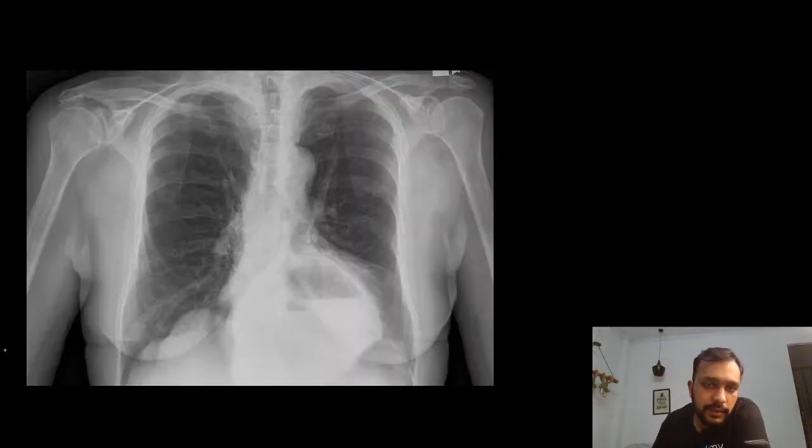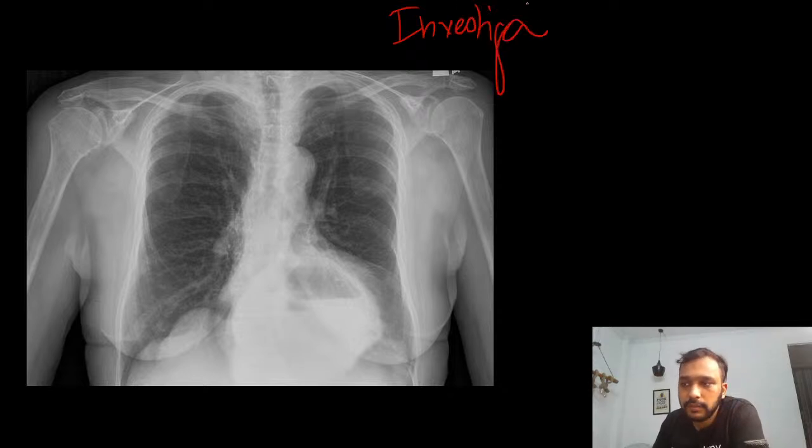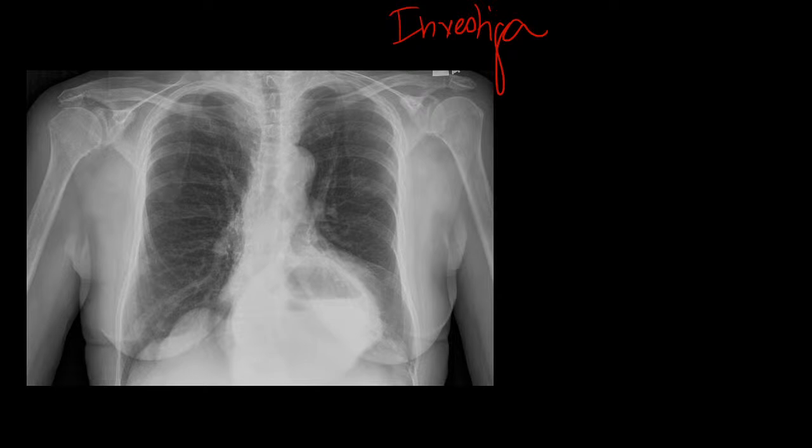Now guys, moving on to the next image. What is the investigation that is being shown here? Anyone, guys? Very good, this is a chest x-ray.